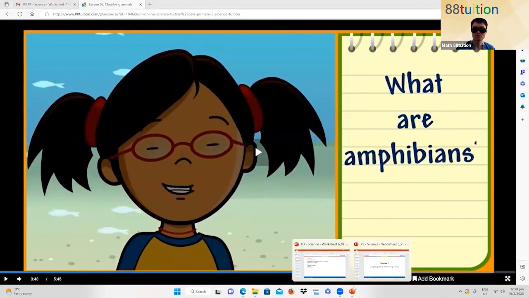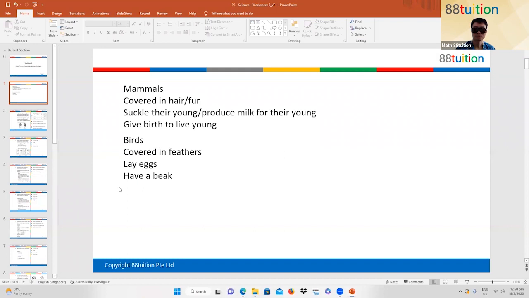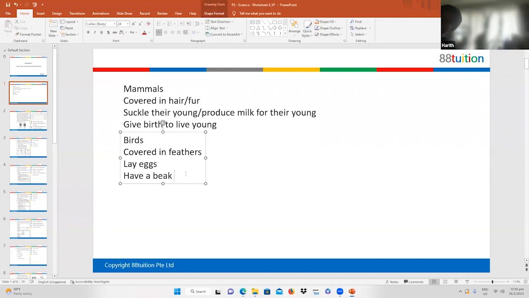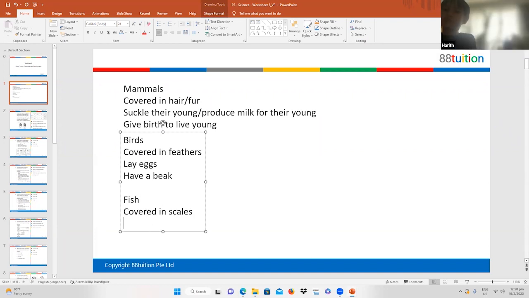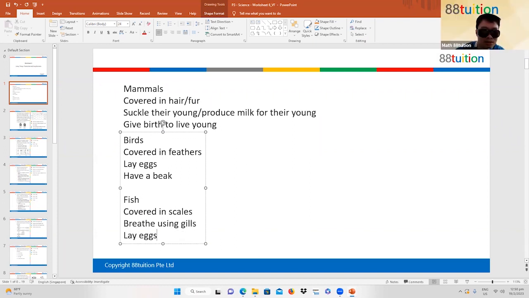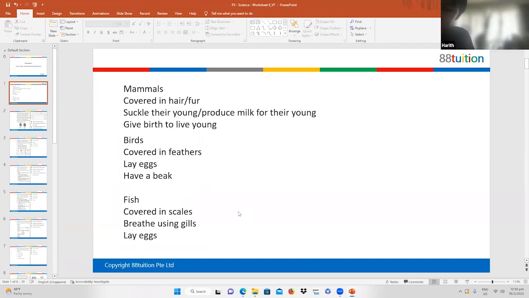Okay, so that was fish, right? Okay, so Haris, what did you hear about fish? What's so special about fish now? They have scales. They have scales, yeah. Covered in scales, yeah. And they breathe using what? They breathe using gills. Yes, okay, and they also lay eggs, yeah. Okay, Haris, very good. Have you learned this in school, Haris? Yes. Okay, so we're just going to do a quick recap, all right?